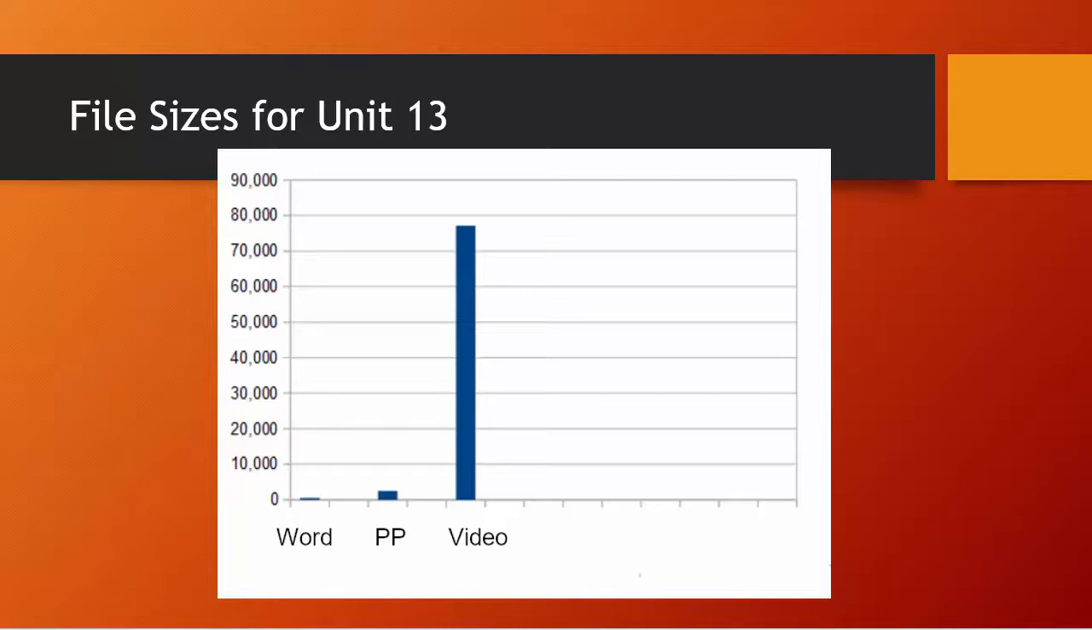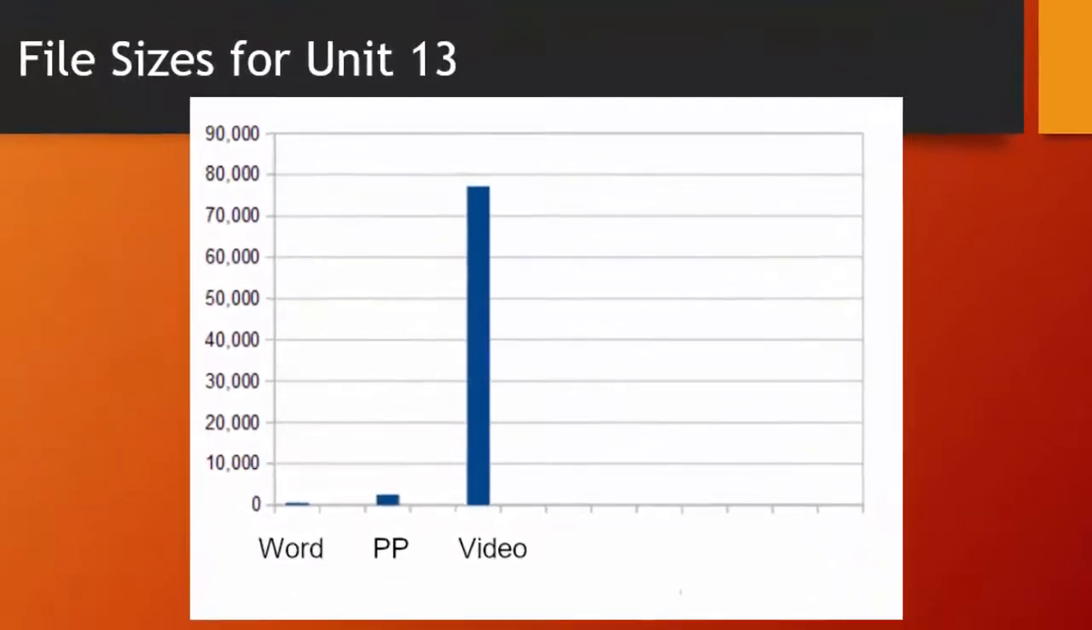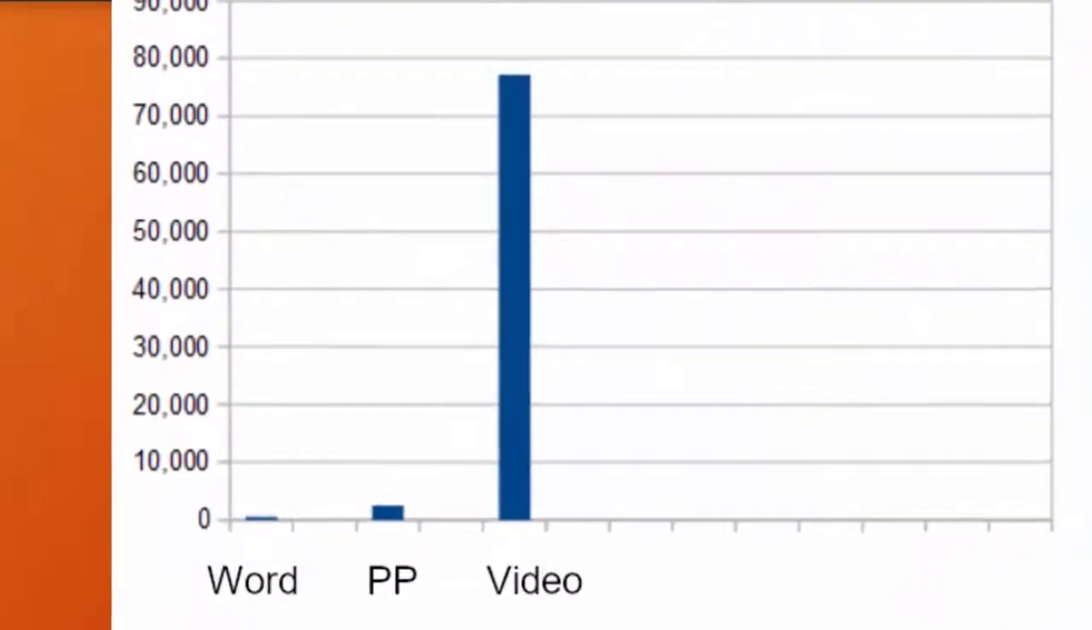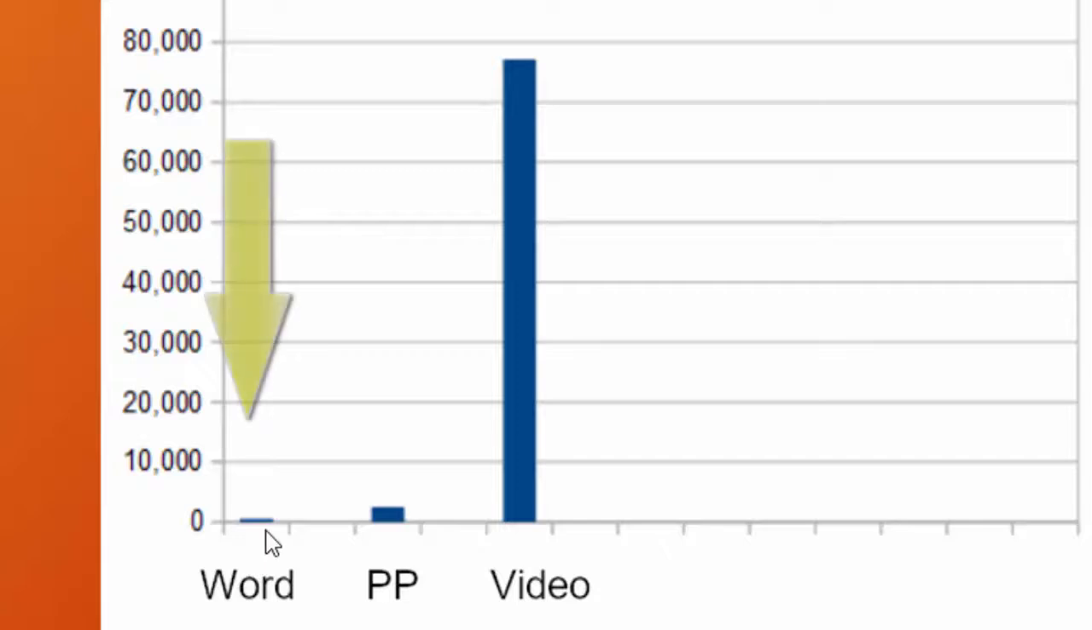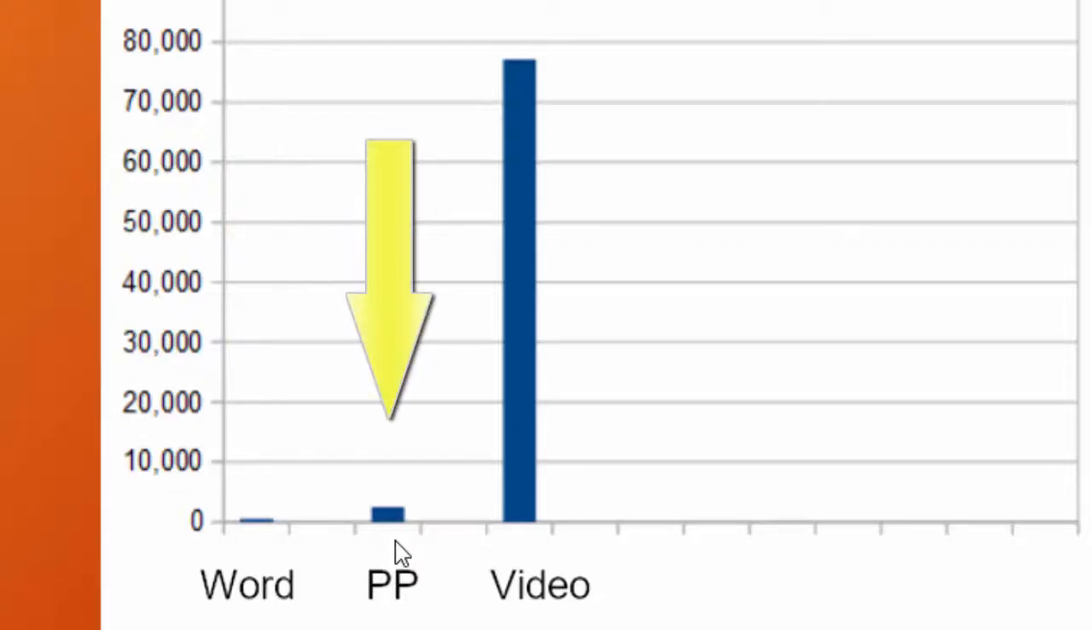As text and graphics were represented in code, audio sounds and videos were the next to be digitized. These were more difficult to digitize due to the great amount of data needed to represent audio and video files. Take, for example, these three files for Unit 13. The Word document is the worksheet, and this file was 464 kilobits in size. Here is the PowerPoint presentation I made for Unit 13. It included graphics in it, and it was 2,505 kilobits.